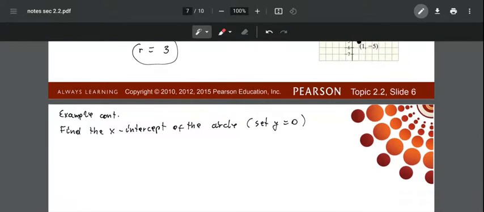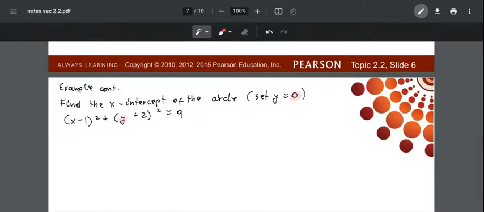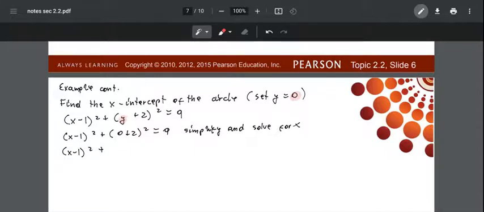The original equation of the circle was (x - 1)^2 + (y + 2)^2 = 9. I want to find the x-intercept, so I'm going to substitute 0 for y and solve the equation for x. So we have (x - 1)^2 + (0 + 2)^2 = 9. Simplify and solve for x: (x - 1)^2 + 2^2, which is 4, equals 9.